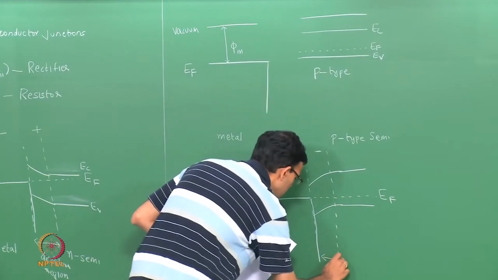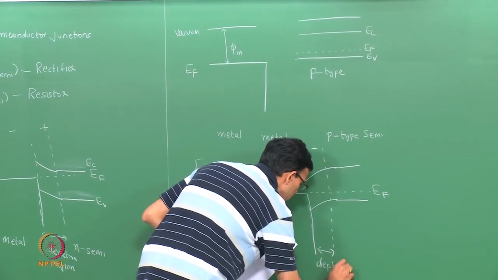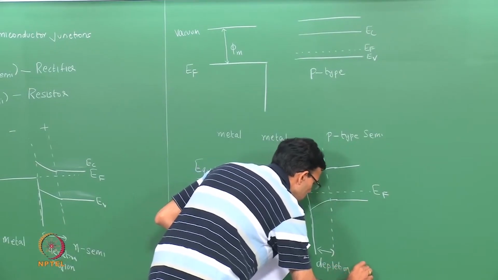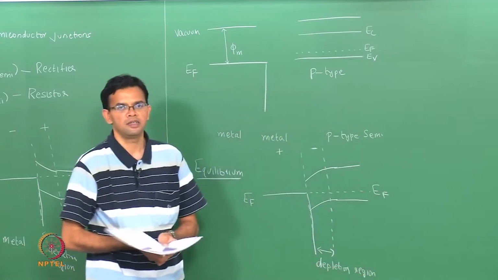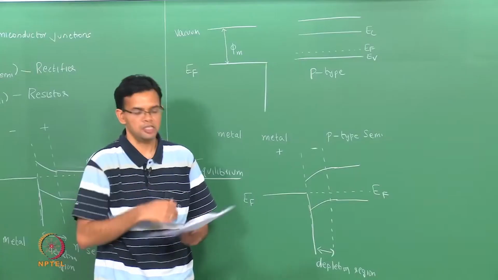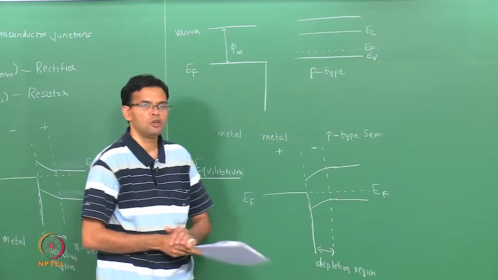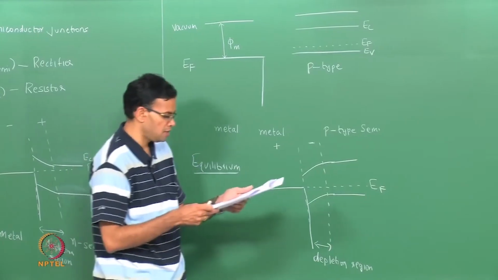And this is the depletion region. So, the band bending here is similar to that of a metal and an N type, but it goes the other way. So, we now want to draw the energy band diagram in forward and reverse bias.